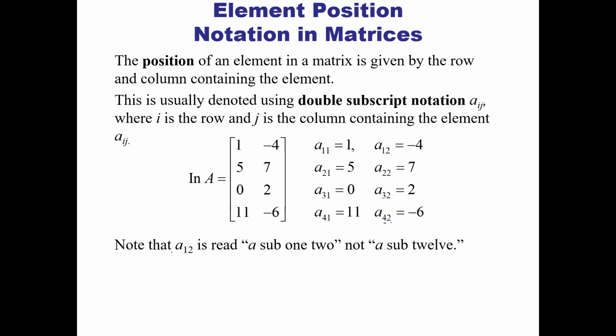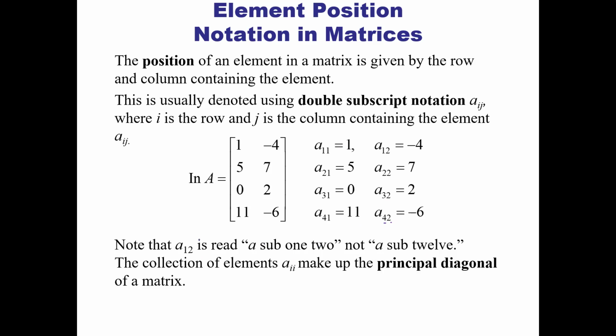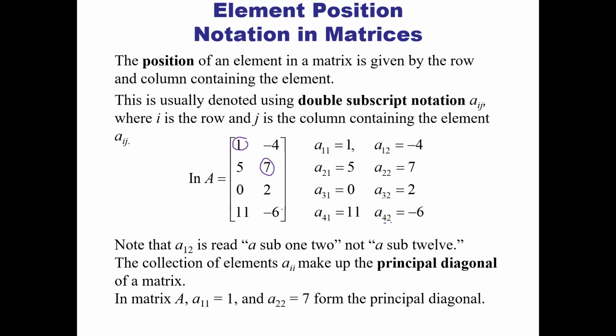Now, note that a12 is read as a sub 1 2, not a sub twelve. So that's kind of a key. Remember, I was saying 1, 1, 2, 1. I wasn't saying 12 or 31 or 32. Each number is an individual number because it's a position. Now, the collection of elements a_ii make up the principal diagonal of a matrix. So in this case, the principal diagonal is going to be a11, and this is going to be a22, like we show here.